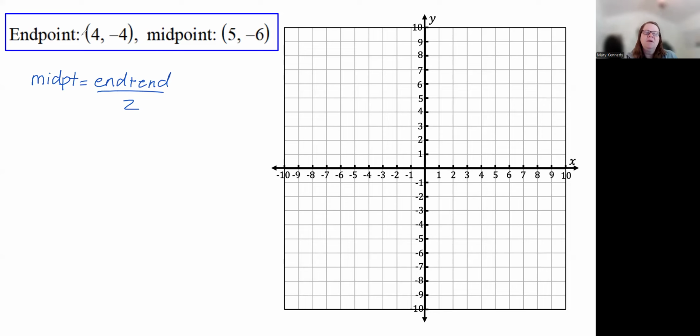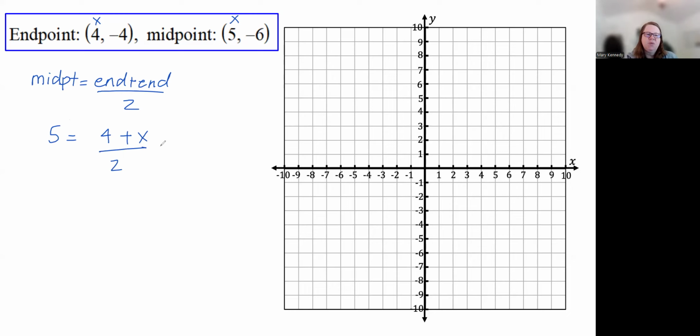But notice that in this one, we're not given the two ends and we have to find the middle. We've got one end and we've got the middle and we have to figure out what the other end is. So let's just find the x value first for the other end of this segment. The midpoint value for x is 5 and the endpoint value for x is 4 plus the other end that I don't know. So I'm going to call that x, divided by 2.